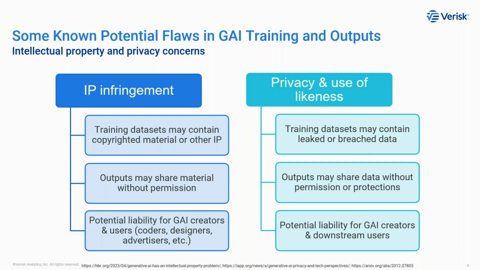And GAI tools using someone's likeness can pose liability issues even if the source data is allowed to be public. For example, a company that uses AI to make face swap images was sued this year for allegedly violating the California right of publicity law by using celebrities' images without consent. The limited litigation that we've seen on these issues to date has targeted GAI creators, but it is possible that liability for these types of infringements could spread to downstream users as well. So that's that set of known potential flaws.